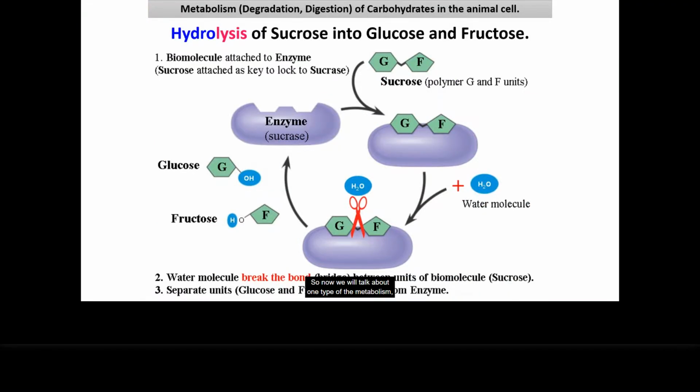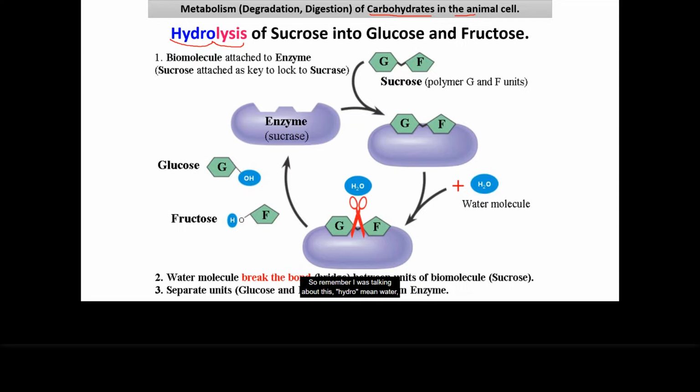So now we will talk about one type of metabolism: degradation, digestion, or catabolism. And we will talk about catabolism, or the catabolic reaction, of carbohydrates in animal cells. We will look at an example of hydrolysis.